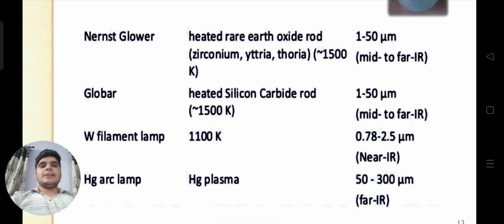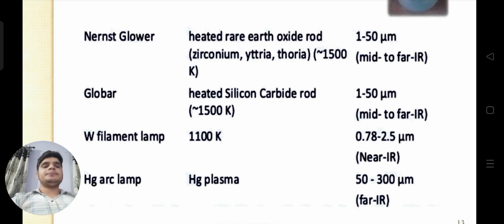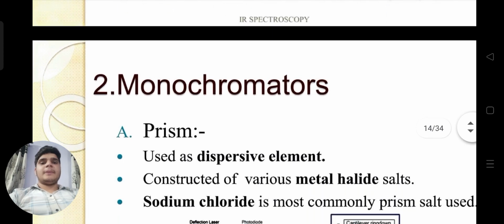The third source is W, meaning the tungsten filament lamp. It is operated at a temperature of 1100 Kelvin, having an IR range between 0.78 to 2.5 micrometers, nearly near IR. The fourth source is the mercury arc lamp. It is made of mercury plasma, having a range between 50 to 300 micrometers, from far IR.